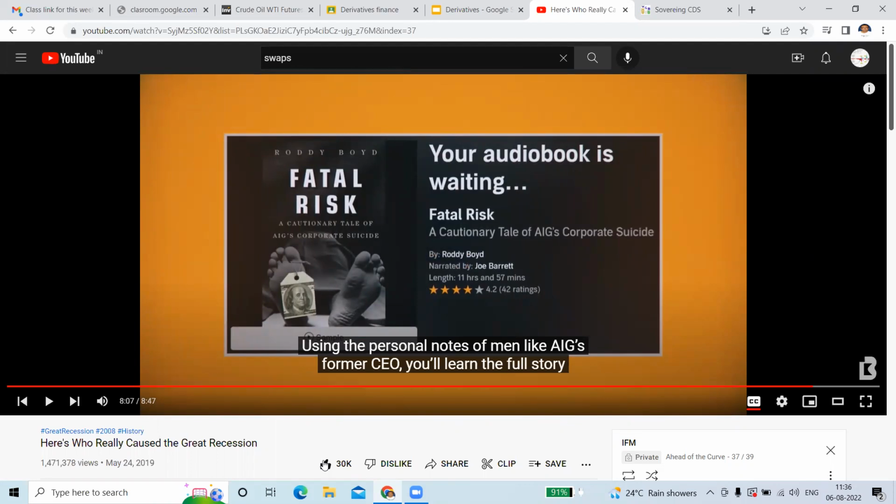Okay, students, so you can see when you issue insurance, you better have underlying collateral, right? So AIG did not have underlying collateral. So as a result, it almost collapsed the entire financial system. If the government hadn't bailed them out, the entire financial system would have collapsed.